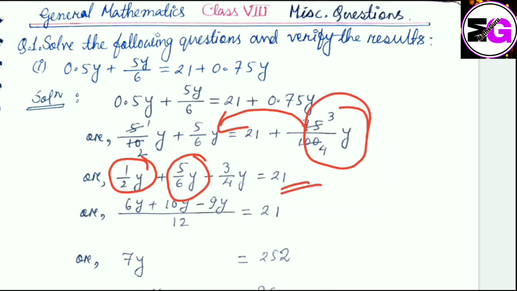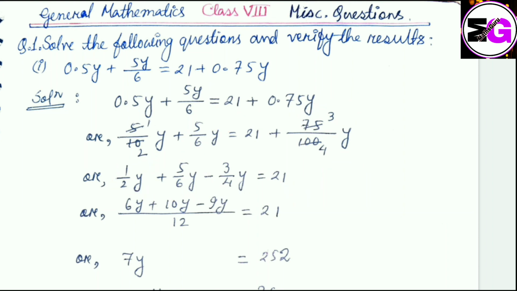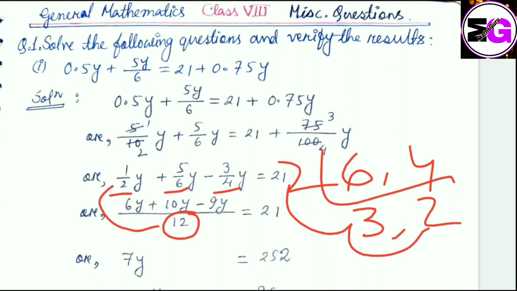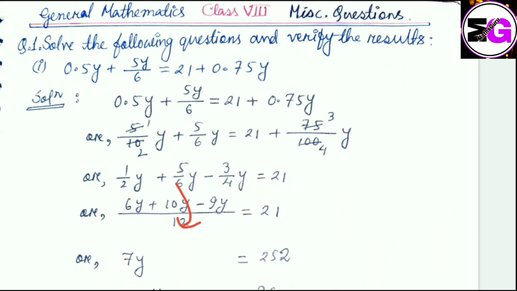that is equal to 21. That means we take the variable terms on one side and the constant on the other side. Now we take the LCM of 2, 6 and 4. 6 is divisible by 2, so we need only 6 and 4. 2 times 3 is 6, 2 times 2 is 4, so 2 times 3 times 2 is 12. So 12 is our LCM. 12 divided by 2 is 6, so 6y; 12 divided by 6 is 2, 2 times 5 is 10y; minus, 12 divided by 4 is 3, 3 times 3 is 9, so minus 9y by 12 equals 21.